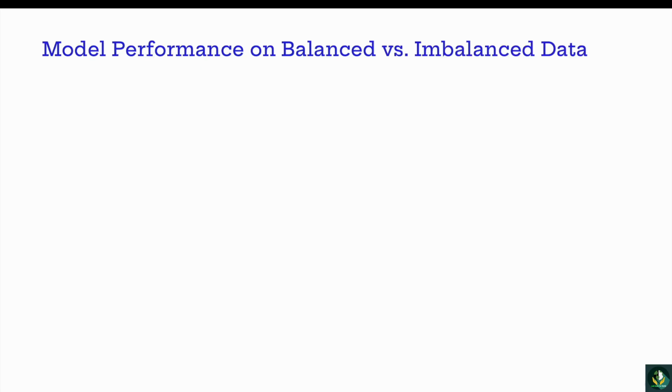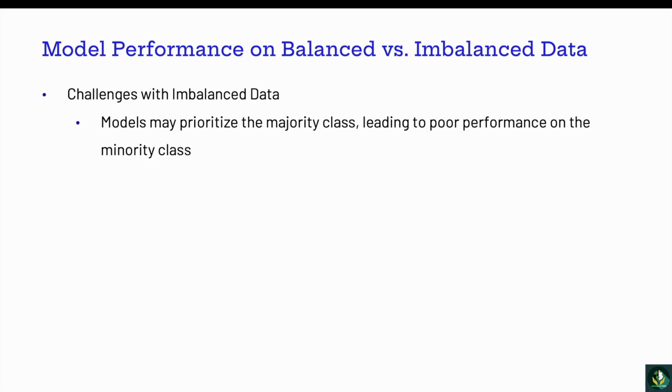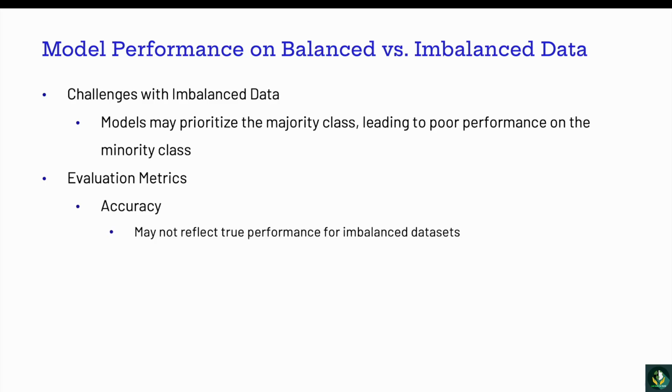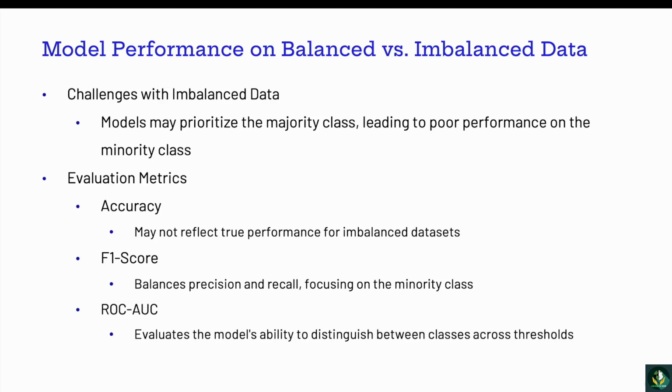Next, let's talk about model performance on balanced versus imbalanced data. The challenge with imbalanced data that we saw earlier is that models may prioritize the majority class, leading to poor performance on the minority class. For evaluation metrics, we use accuracy, which may not reflect true performance for imbalanced datasets. F1 score balances precision and recall, focusing on the minority class, whereas ROC-AUC evaluates the model's ability to distinguish between classes across different thresholds.